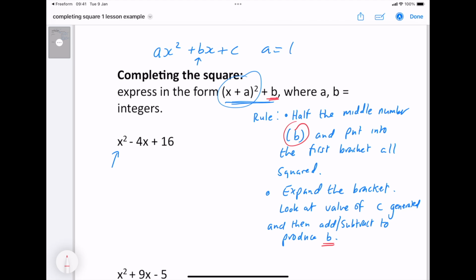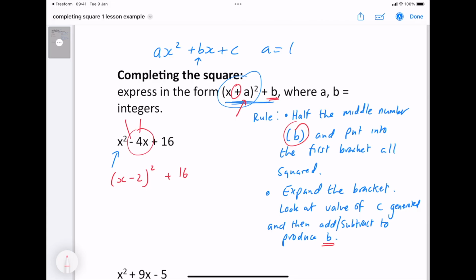So let's go ahead and do that. Our middle number here is 4. And by the way, you ignore the sign, just leave that as a minus. So in the bracket, instead of having a plus, you would put it as a minus. Just take the number, apply the rule to the number as if it were positive. So half of 4 is 2. So that is going to be our value of A. So we have bracket x minus 2 all squared plus 16.